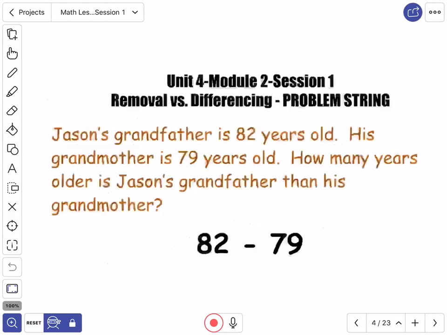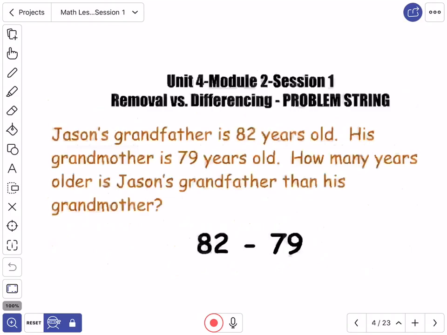For the problem string that we're going to do, this is the first problem. Jason's grandfather is 82 years old. His grandmother is 79 years old. How many years older is Jason's grandfather than his grandmother? You can see here that we're basically trying to figure out what 82 minus 79 is.